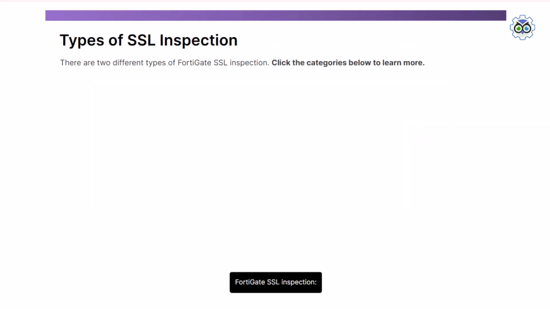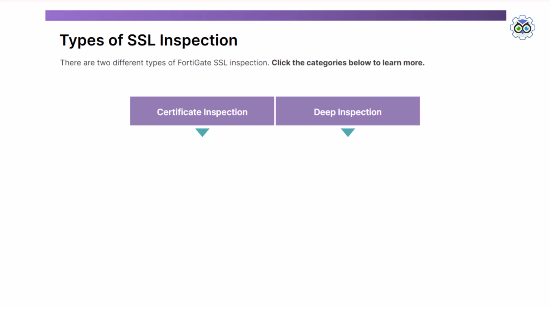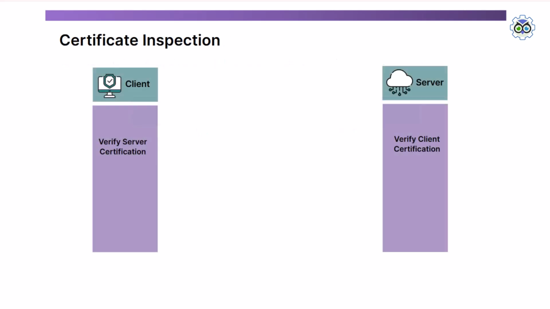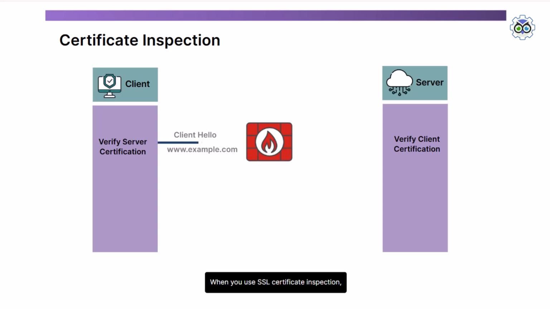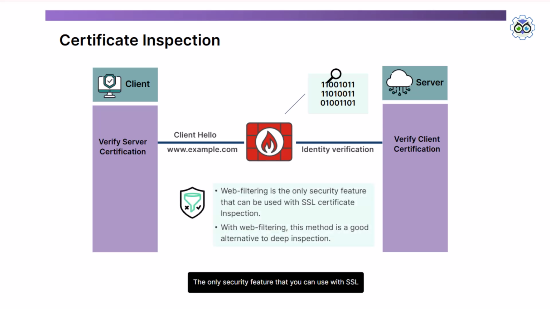There are two different types of FortiGate SSL inspection: certificate inspection and deep inspection. When you use SSL certificate inspection, FortiGate inspects the SSL TLS handshake when a session begins. By doing this, FortiGate verifies the identity of the web server and makes sure that the HTTPS protocol is not used as a workaround to access sites you have blocked using web filtering. The only security feature that you can use with SSL certificate inspection mode is web filtering. However, this method does not introduce certificate errors and can be a useful alternative to deep SSL inspection when you use web filtering.